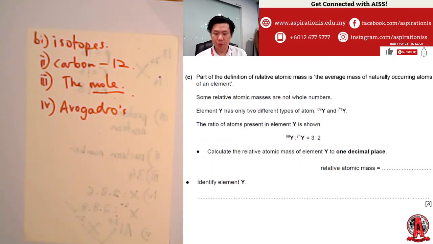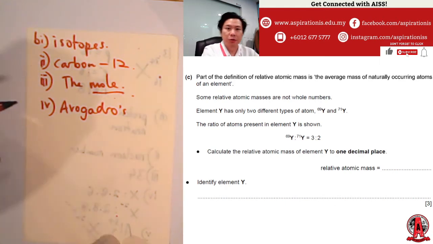So we're going to try a question out. So you have two isotopes here, Y 69 and Y 71. Alright. Now the ratio in abundance is given. Of all the Y atoms that are present on this planet, 3/5 are Y69 and 2/5 are Y71. Alright, so 3 to 2. So how do we calculate the average for the mass of Y?